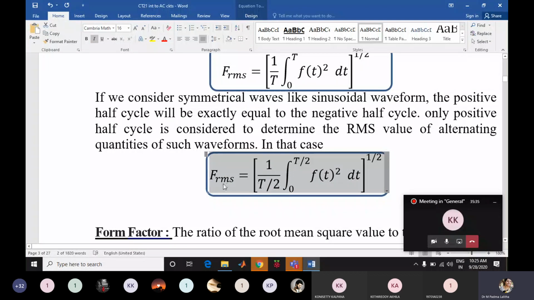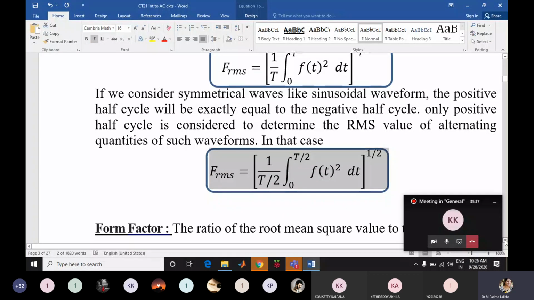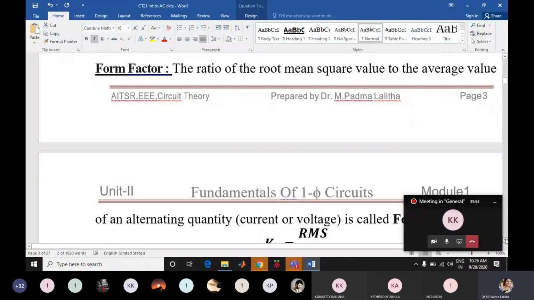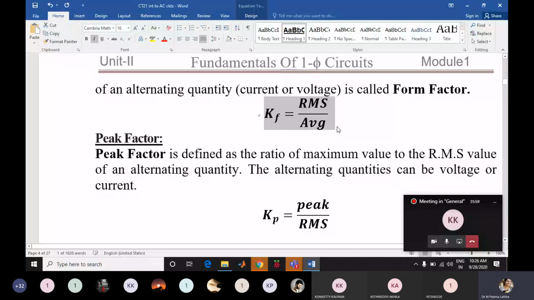Next, two more definitions are there. The first is the form factor. For any waveform, the ratio of the RMS value to the average value is known as its form factor. So Kf is equal to RMS value by average value.